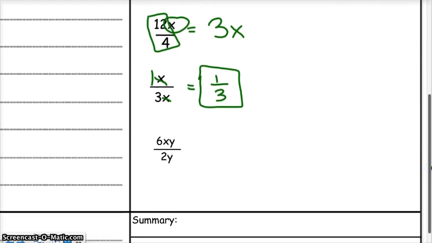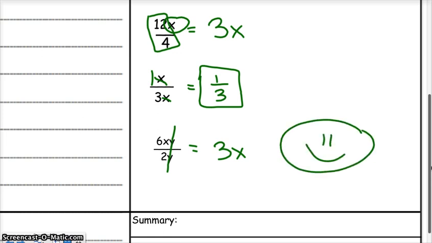6xy over 2y. I can apply both steps. First, cross out what they have in common. What do they have in common? Y. Cross it. Done. Okay? Secondly, I'm going to deal with the coefficients. What's 6 over 2? 3. 6 over 2 is 3. So I rewrite that as 3. What's left over? X. I have that x left over. That turns into 3x. Done with our property lesson.